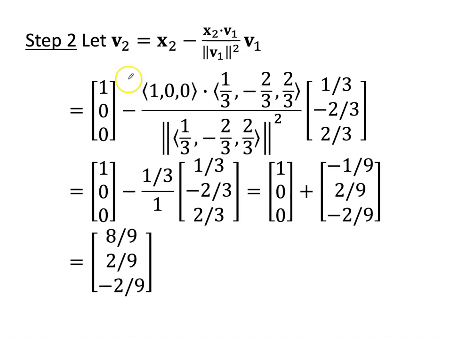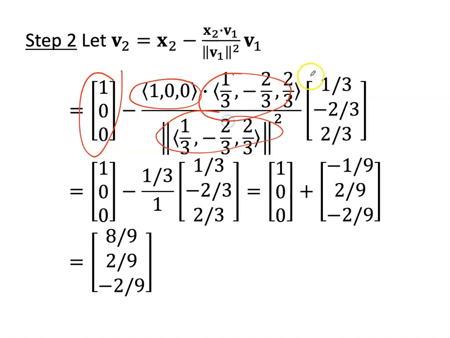So we have v 2 equals x 2, that's our x 2, minus x 2 dot v 1 all over the length of v 1 squared times v 1. So when you take the dot product, you end up with 1/3. The length of the vector, that just turns out to be 1.